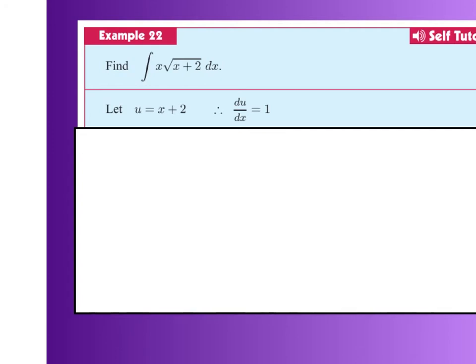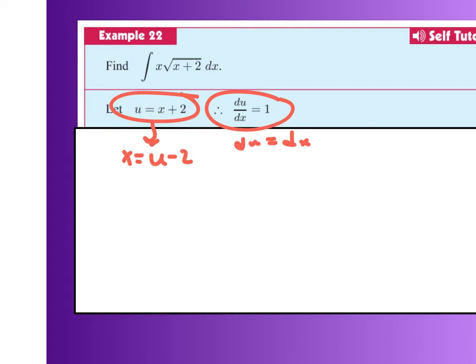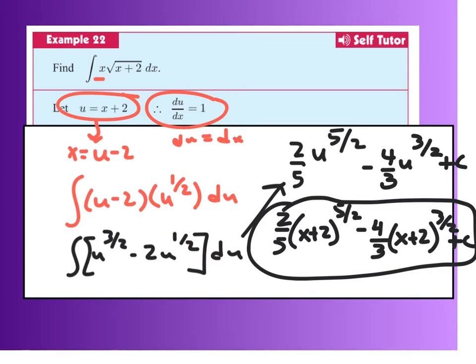Alright, so let's try it here. I even gave you the first couple things here. So if u is x plus 2, and du/dx, which just means that du equals dx, then for this integral, what I'd want to do is solve for x first, which would be u minus 2. So this would be the integral of u minus 2, direct substitution for x, times u to the 1/2. So very similar to what we just did. Go ahead and do this on your own and check your answer in a moment. Alright, there you go. That's the answer I'm getting. Hopefully you get the same thing. Let's move on.